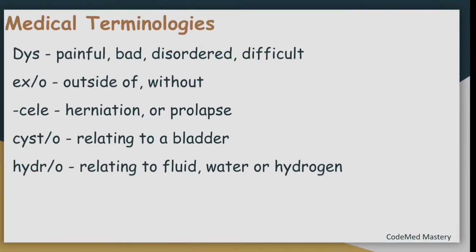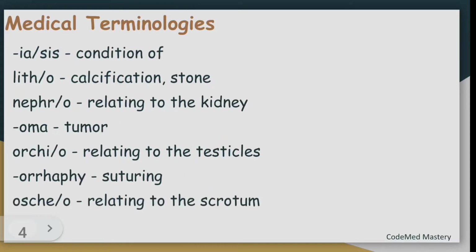Let's start. Let us look at some medical terminologies used in genitourinary system. Dis means painful, bad, disordered or difficult. Exo means outside of or without. Seal means herniation or prolapse. Cysto is relating to the bladder. Hydro relating to fluid, water or hydrogen. Iasis, which means condition of. Then lith, which means calcification or stone. Nephro is relating to the kidney. Oma means tumor. Orchio means relating to the testicles. Orrhaphy is suturing. Osteo relating to the scrotum.